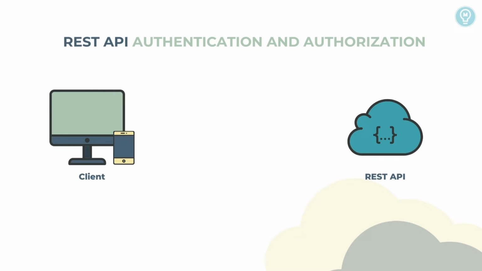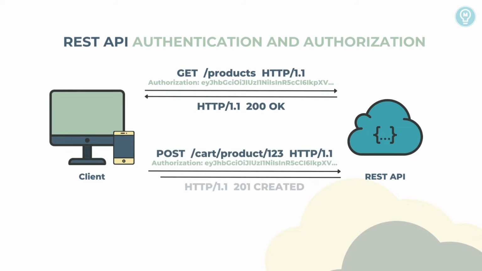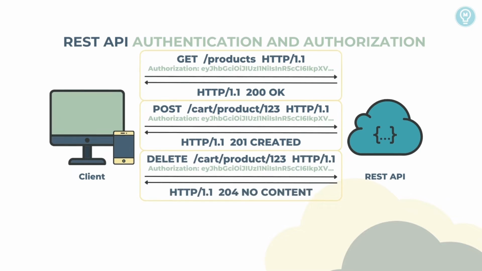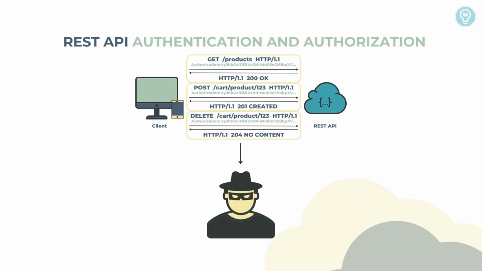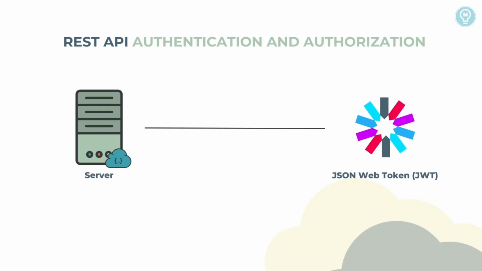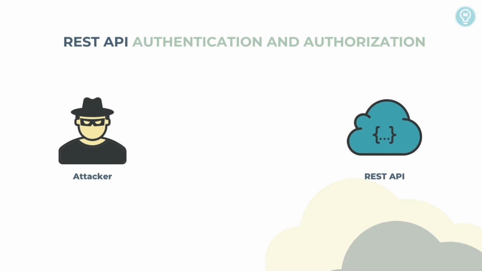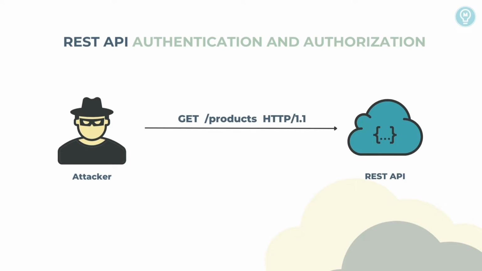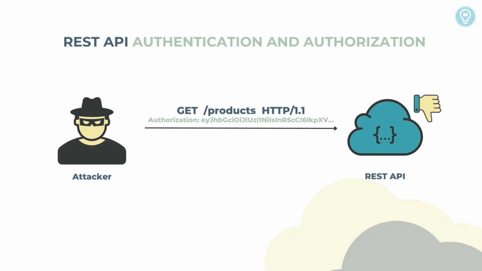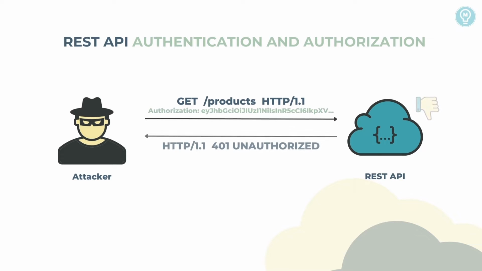Now, when the client is using the API by making several requests using the access token, an attacker can break into the client's network traffic and steal that access token. So when the server API creates that access token, the expiration time configured should be short, preferably less than 1 hour. So when the attacker is making requests to the API using that stolen access token, soon it will expire and the attacker won't be able to use it anymore.